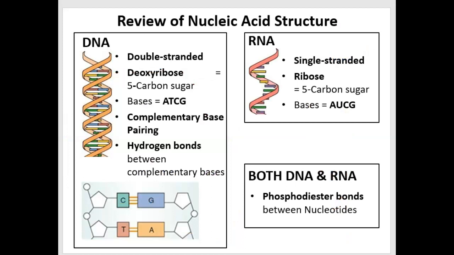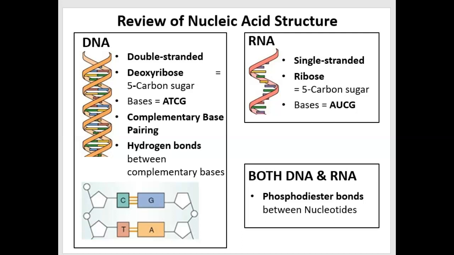To understand the roles of DNA and RNA better, let's first review what you already know about their structures. Both DNA and RNA are chains of nucleotides linked together with phosphodiester bonds. The backbones of the DNA and RNA strands contain the 5-carbon sugars and phosphate groups of the nucleotides.